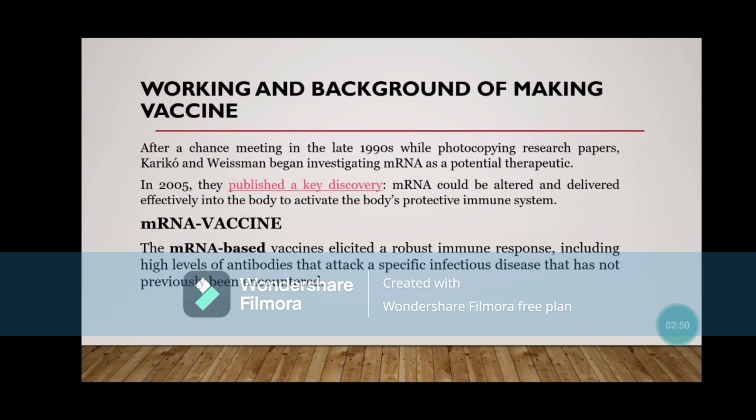mRNA vaccine. Let's get to know how the mRNA vaccine works and what it is. The mRNA-based vaccines elicited a robust immune response, including high levels of antibodies that attack a specific infectious disease that has not previously been encountered.